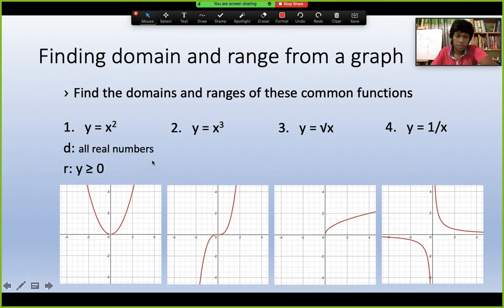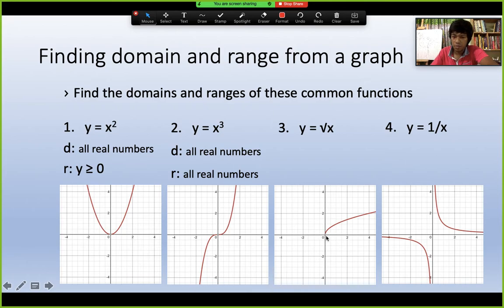So for these functions, domain is, as you can see, all real number. It will go forever in both directions. But there is no graph in the downside. That's why range is y is greater or equal to 0. The graph goes through this. Here domain is all real number, range is also all real number, because the graph will go forever in both x and y direction.